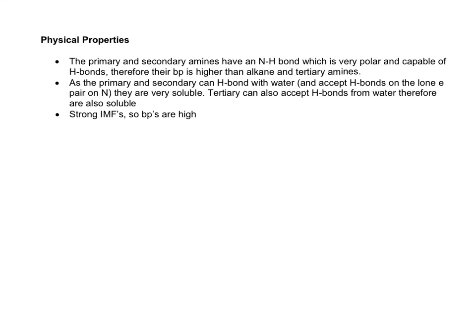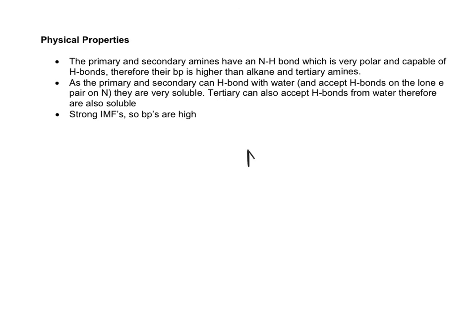So physical properties of amines. The primary and secondary amines have an NH bond, which is very polar and capable of hydrogen bonding. Therefore, their boiling point is higher than alkanes and tertiary amines. As the primary and secondary amines can hydrogen bond with water and accept hydrogen bonds on the lone electron pairs on nitrogen, they are very soluble. Tertiary can also accept hydrogen bonds from water, therefore they're also soluble.